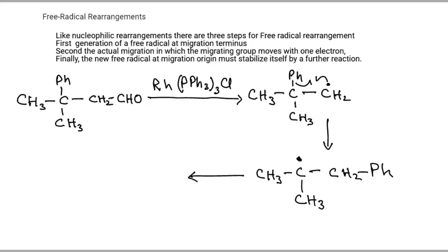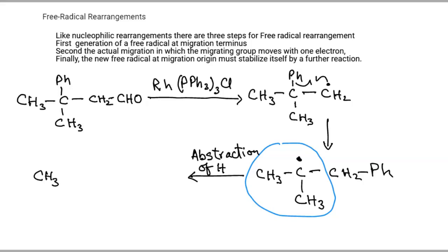And this is the migration origin. Here it will take the abstraction of a hydrogen atom, and it will convert into CH3. So this is our free radical rearrangement.